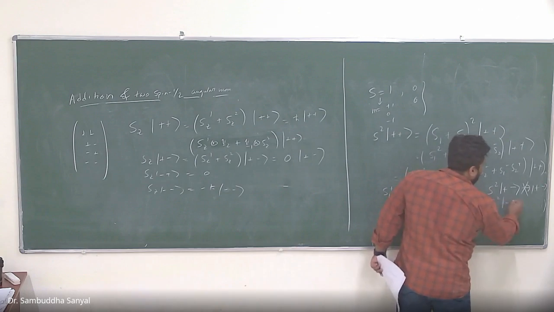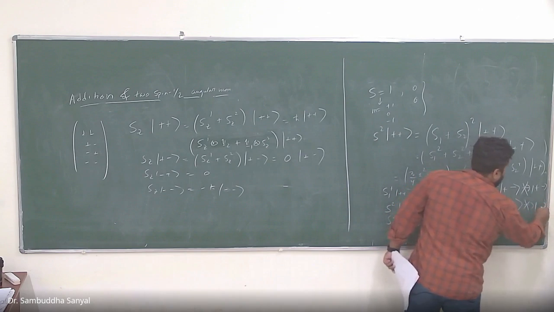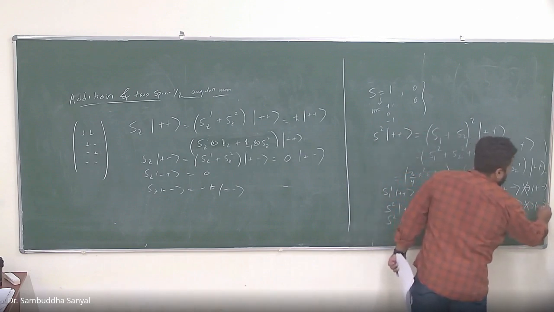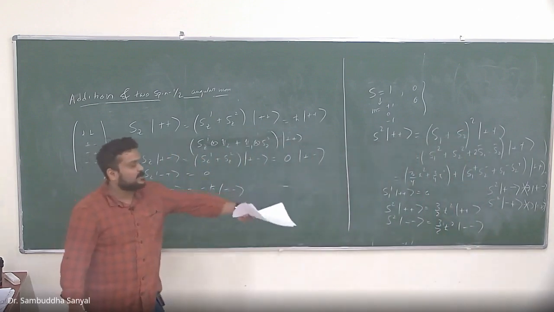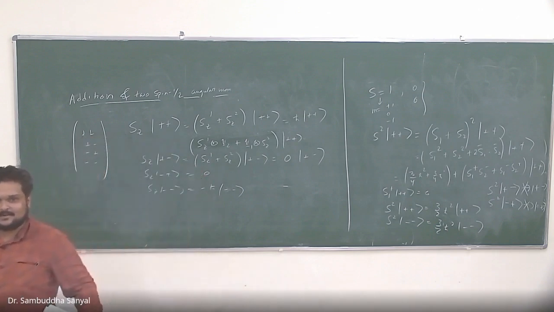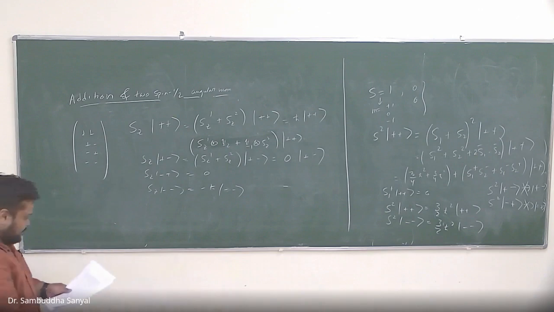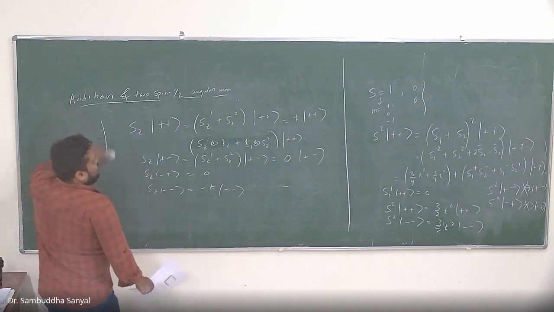S square acting on plus minus or minus plus will not give you anything proportional to plus minus or minus plus. What does this mean? This means this plus minus and minus plus states are not eigenstates of this operator. So that means I have to just rotate that to find the eigenstate. And that's where some non-trivial relation will pop up. Okay? So the conclusion is following.